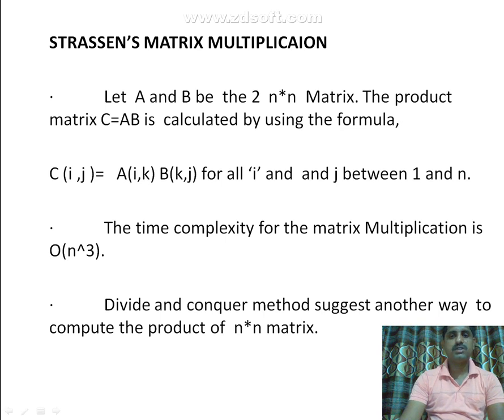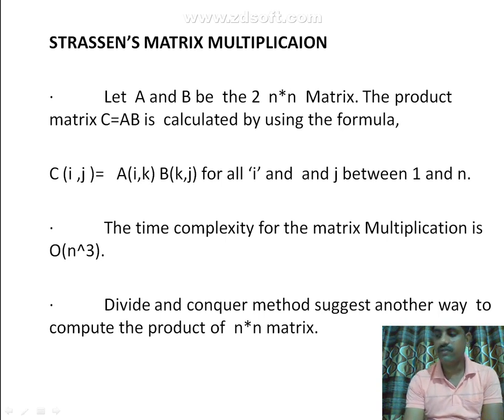The time complexity of matrix multiplication is big O of n cube. So normally matrix multiplication time complexity is big O of n cube. Whenever we use Strassen's matrix multiplication, the time complexity is big O of n power 2.81. So the complexity is reduced when we use Strassen's matrix multiplication.